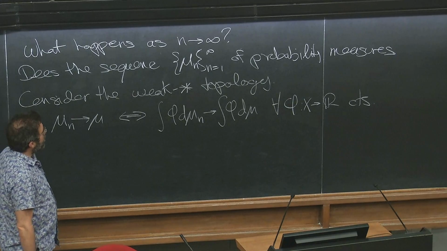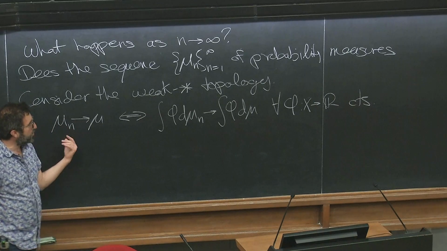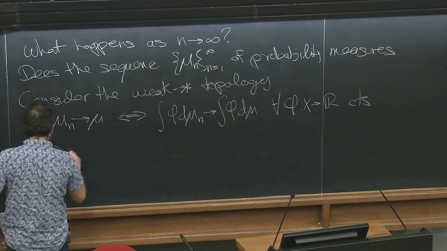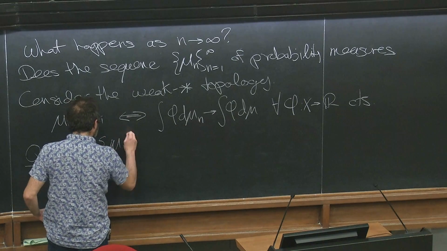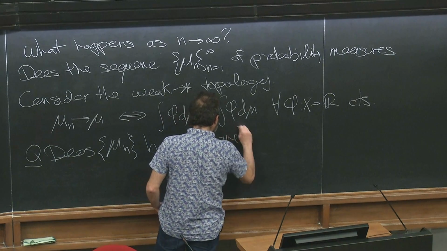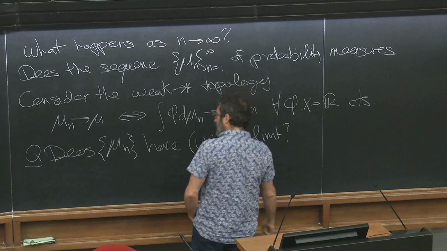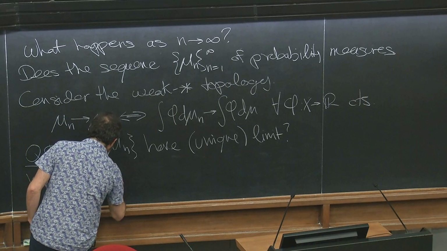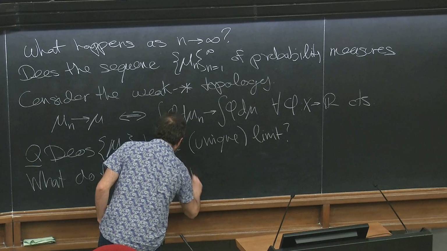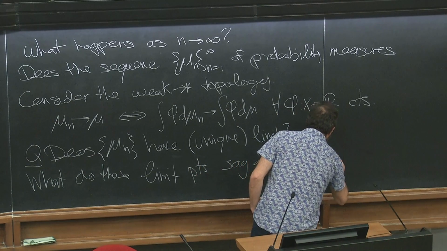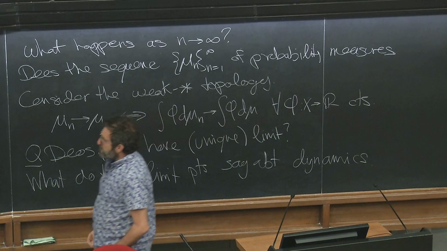So given an infinite sequence, we have this notion of convergence. So the question is, does the sequence converge? If it does not converge, does it have some limit points, right? So the question is really, does the sequence mu n have, in particular, a unique limit? What do these limit points say about the dynamics? Any questions?